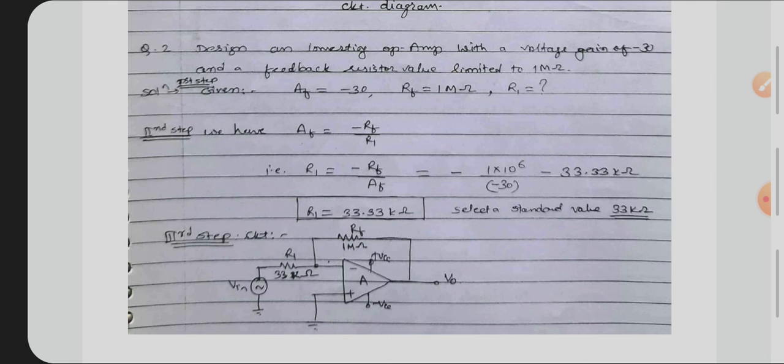Here in the problem it is given as inverting amplifier and gain is given as minus 30. Feedback resistor value is given as 1 mega ohm. In this problem, RF value is given and R1 we have to calculate. So you have to solve in 3 steps. Number 1, what is given. Number 2, calculation of the unknown resistor value, and number 3, circuit diagram.